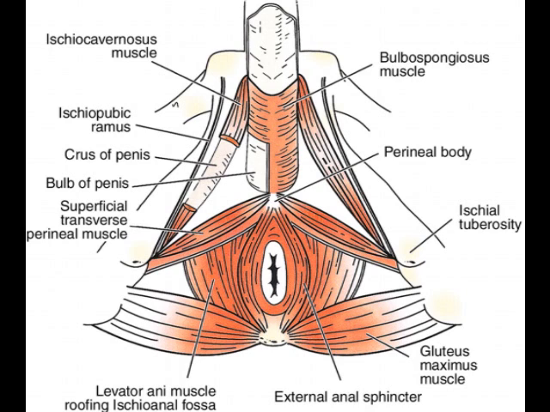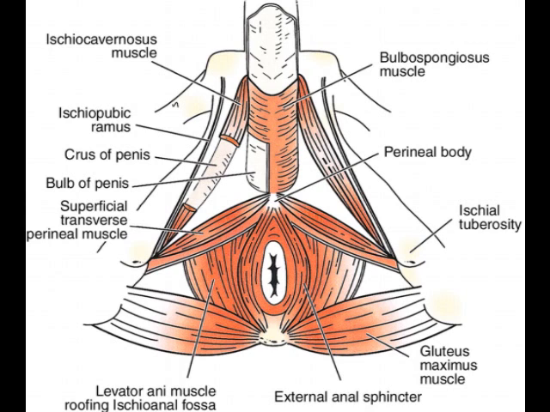Also, there's the ischiocavernosus muscle at the top left. You can see it there. And then you can see the ischiopubic ramus area there, which is very close to where the dorsal nerve branch of the pudendal nerve is.